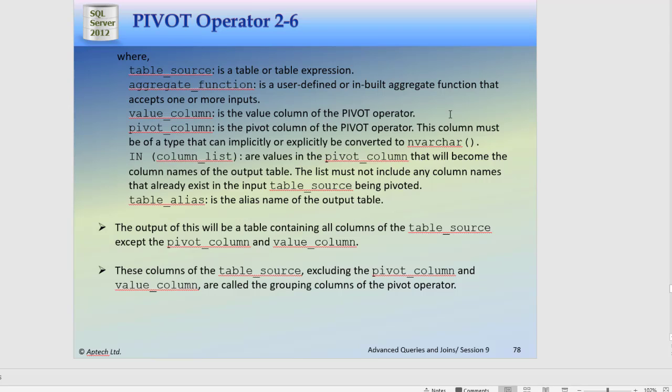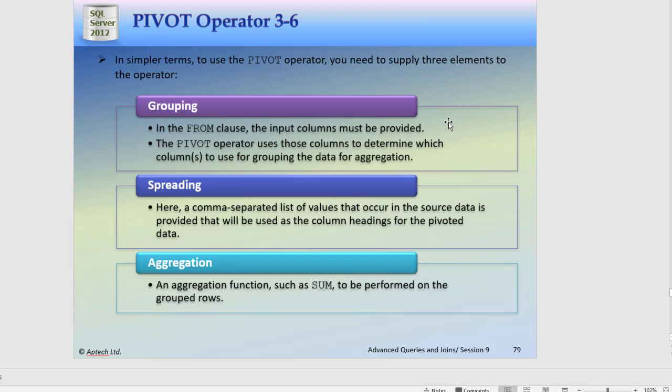The output of this will be a table containing all the columns of the table source except the pivot column and the value column. Now these columns of the table source, excluding the pivot column and the value column, are called grouping columns of the pivot operator.